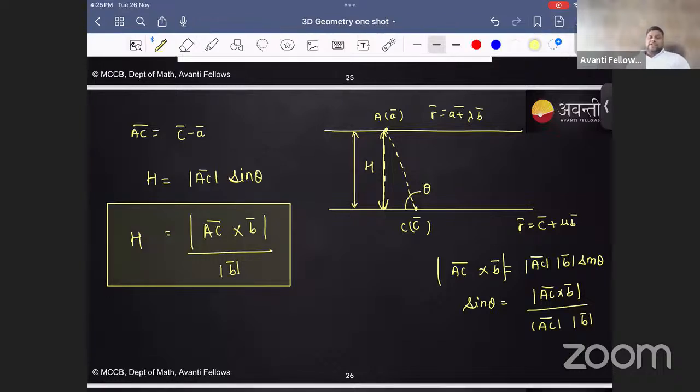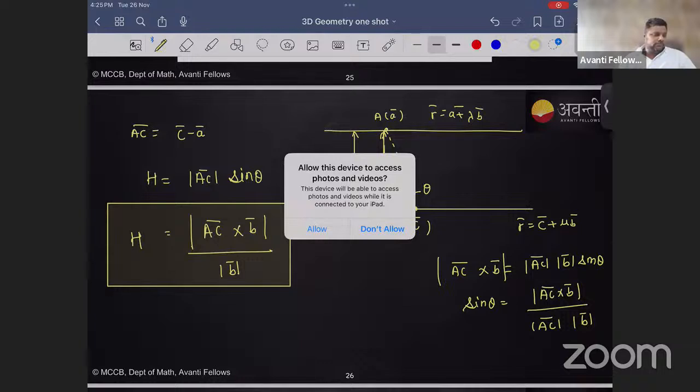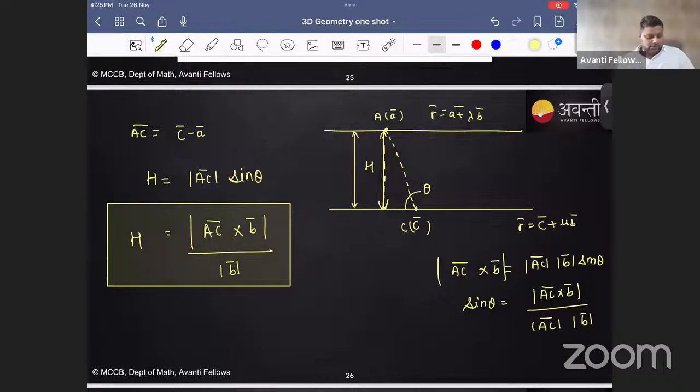Now you know how to write AC vector, you know how to find B vector. So you can find AC cross B. Then you can find the magnitude of AC cross B. Got it? And divide by magnitude of B. Got it? Have a look.